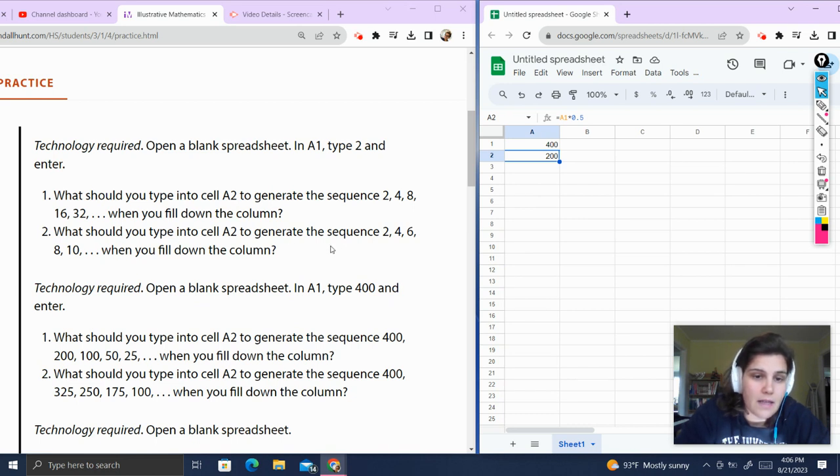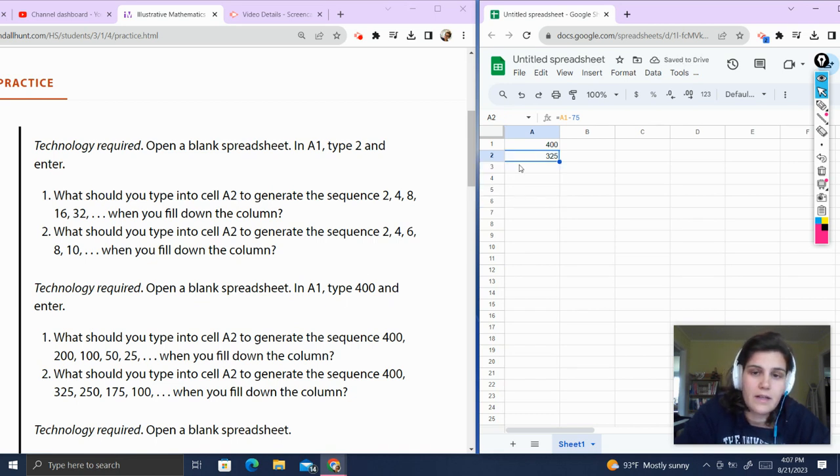What should I type into cell A2 to generate the sequence 400, 325, 250, 175, 100? So looking at this, I think I'm subtracting 75 from each term in my sequence. So let's say A1 minus 75, enter. Well, that got me 325. If I drag it down, that looks like I get the rest of my sequence. It's an arithmetic sequence, which means we're using addition or subtraction to get each next term in the sequence.